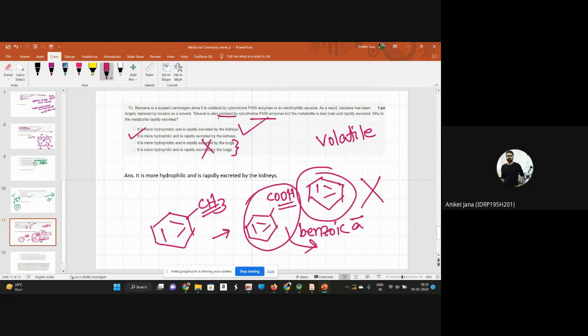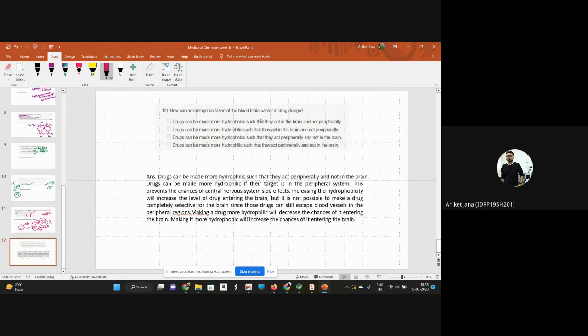Any doubt? No, sir. Okay. How can advantage be taken of the blood-brain barrier in the drug design? Drugs can be made more hydrophobic such that they act in the brain and not periphery. Drugs can be made more hydrophilic such that they can act in the brain and not in periphery. Drugs can be made more hydrophobic such that they act in the periphery and not in the brain. Drugs can be made more hydrophilic such that they act in the periphery and not in the brain.